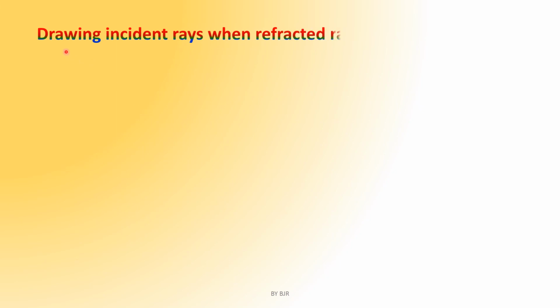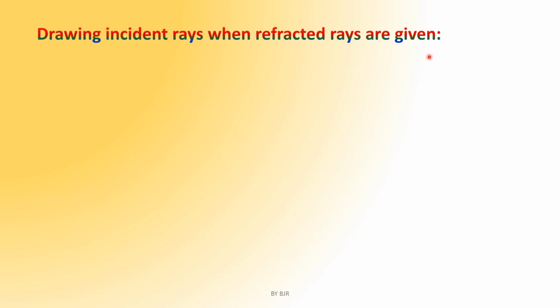So far, we have learned drawing refracted rays when incident rays are given. Now, how to draw incident rays when refracted rays are given? The solution is to treat the given refracted ray as the incident ray and draw the refracted ray as per the above procedure and change their directions. See how. Drawing incident rays when refracted rays are given.